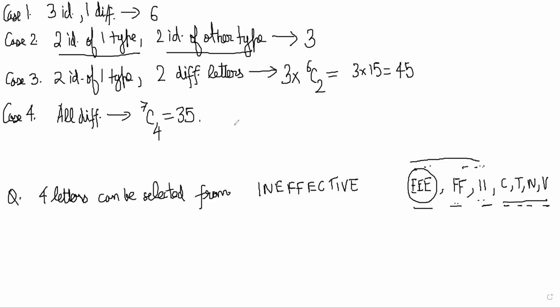Correct. The total number will come out to be 6 plus 3 plus 45 plus 35, right? So this becomes 89. That is the total number of ways to do this. Are you understanding? Yeah. So you have to do it by cases in these types of questions, and you have to think carefully of each case. One last question of this type.